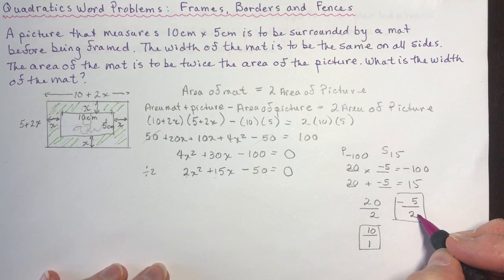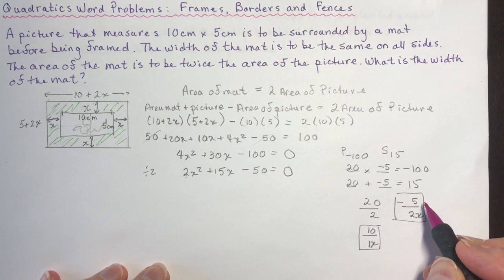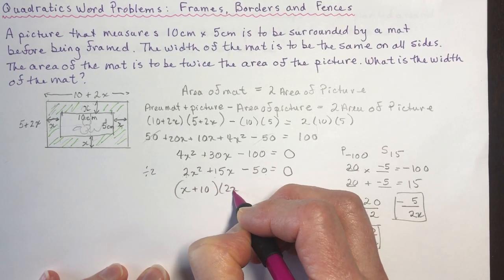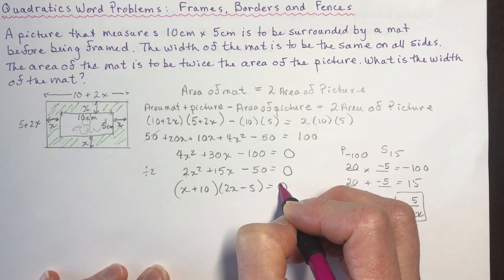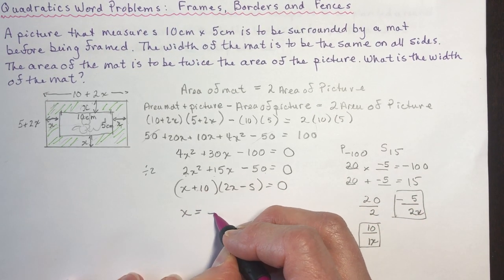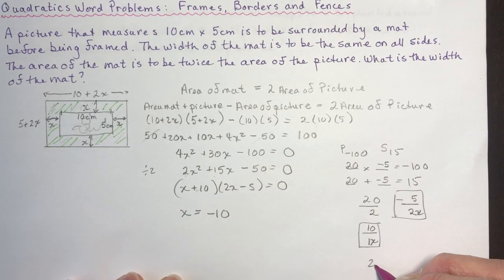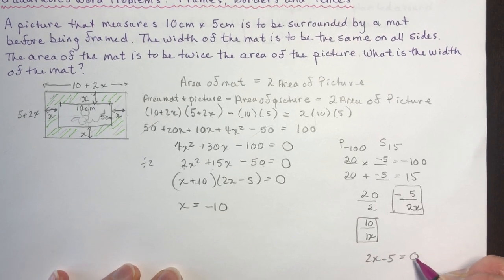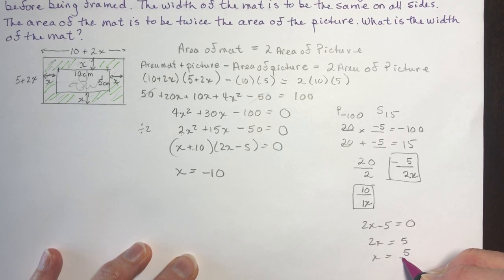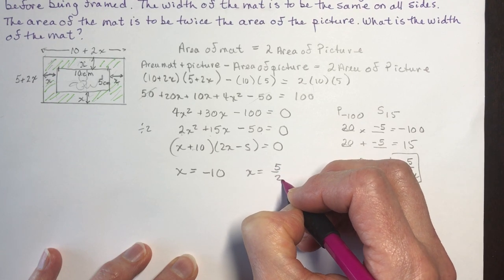So the x goes with the bottom, the other on top. So it gives me x plus 10 and 2x minus 5. So x plus 10 times 2x minus 5 equals 0. So x is equal to, I would get minus 10 for this bracket to make that 0. And this one set to 0, let's write it out. 2x minus 5 equals 0. 2x equals 5. x equals 5 over 2.